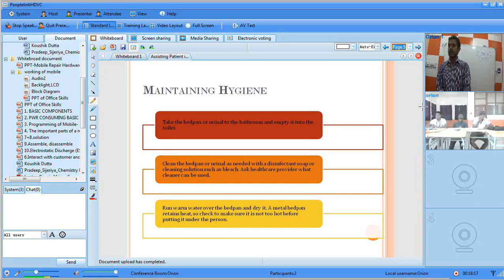Then you need to clean the bedpan and urinals as needed with disinfectants, soap, or the solution which is being used to clean the washrooms and areas where the urinals are in the hospital. You can also use bleach powder as a disinfectant.